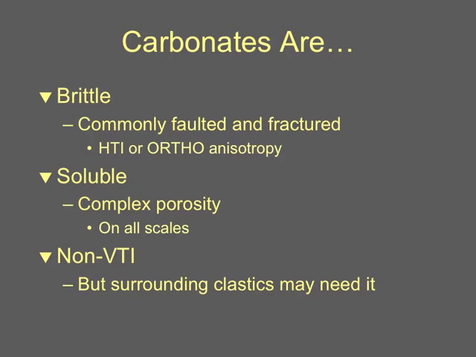So just to wrap this up, carbonates have a lot of very special characteristics. They are brittle, which means they're commonly faulted and fractured, which means that we can expect to have to do anisotropic imaging, either HTI or orthorhombic, in order to get it right. They are soluble, giving us complex porosity on all scales. That's very important. They're not VTI, like a shale is intrinsically VTI. Carbonates are not, but they'll be surrounded by clastics, including shale, so you'll probably have to do VTI processing. So you've got to handle VTI anisotropy plus HTI or orthorhombic. So you just need to plan on doing anisotropic work in carbonates.